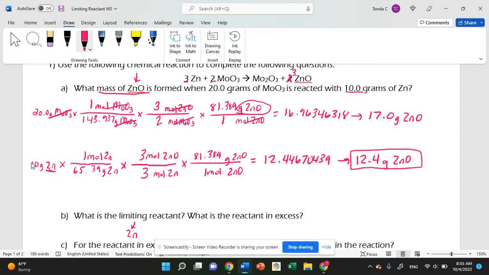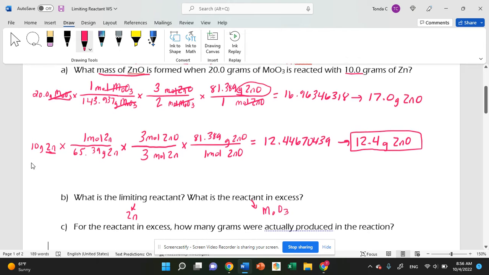The one in excess will be the larger one. So here's my larger answer. MoO3 was my reactant that yielded that. That means zinc, the amount we have for zinc, is going to limit everything that can happen in this reaction. So even though I started with 20 grams of MoO3, I'm not going to use all of that.